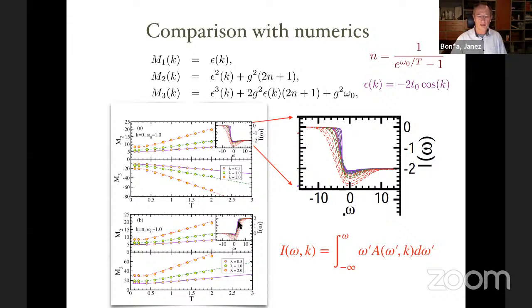And this is the other case. These are moments for k equals pi. And for pi, you should get plus two. And then for the first moment, you get plus two, independent of the temperature. So this is actually a good check of the method.